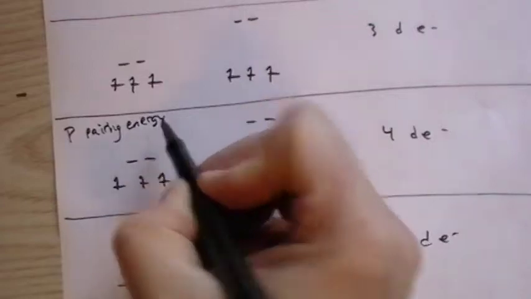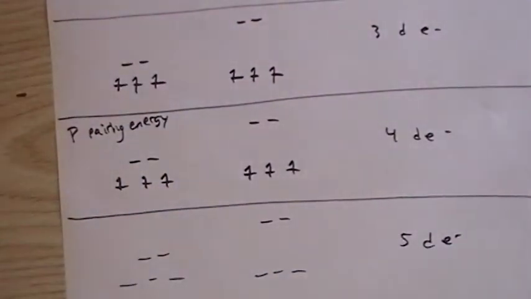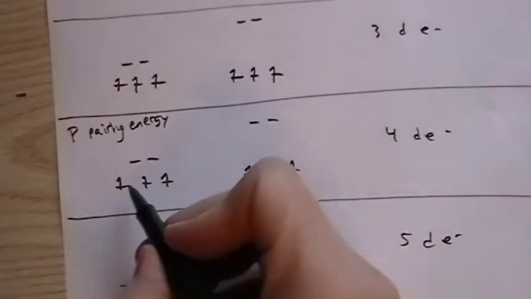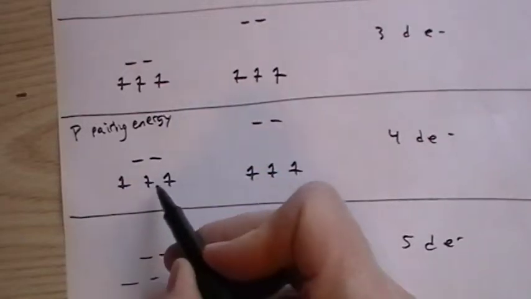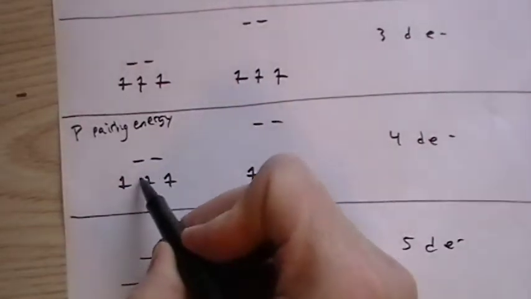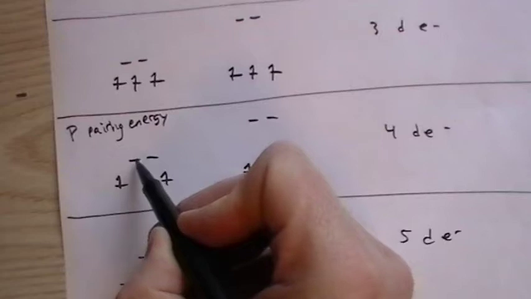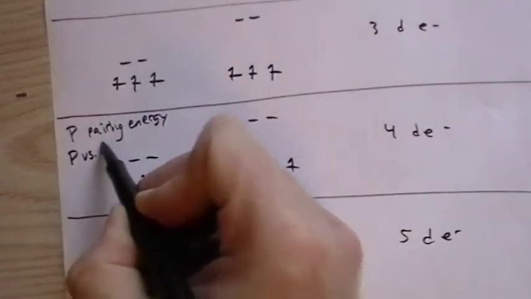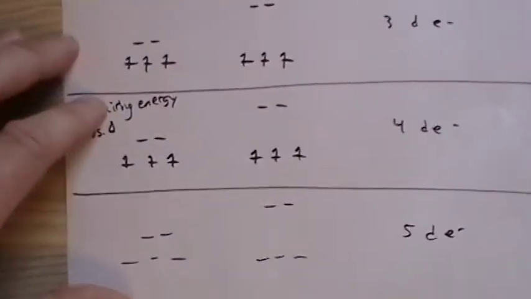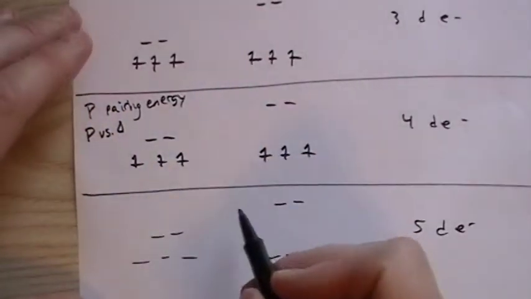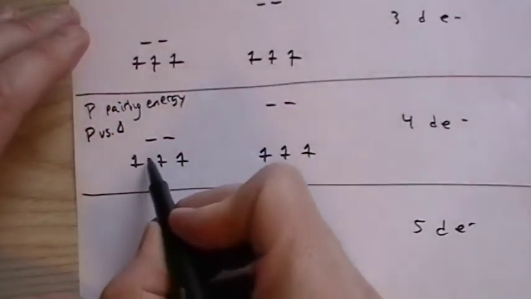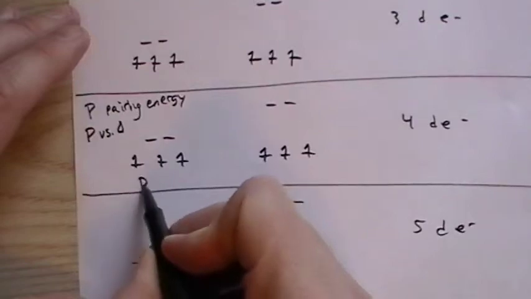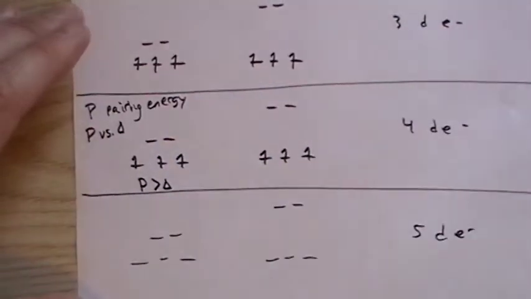Because electrons don't like to be in the same orbital together. They're the same charge. If they're forced to, they'll do it. So this electron, the fourth electron, can either pair up or it can go into the higher state. Now, it depends on the pairing versus the crystal field splitting.